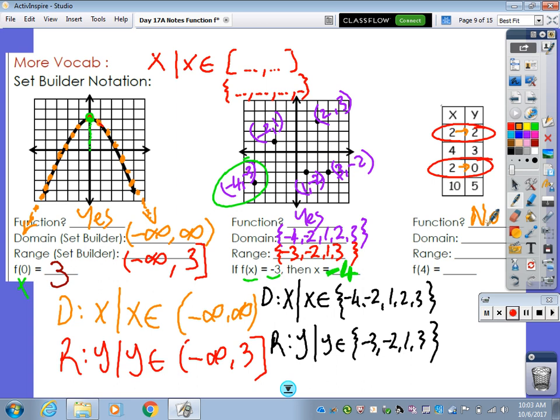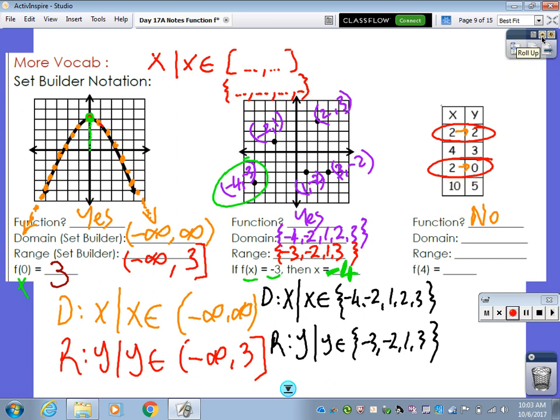Even though it's not a function, I can still list the domain and range, and our domain values would be {2, 4, 10}. I don't have to repeat the repeated terms again. For range, I will list the range as {0, 2, 3, 5}.